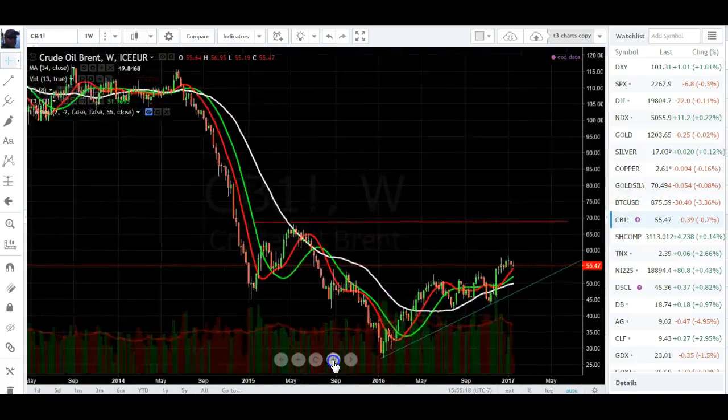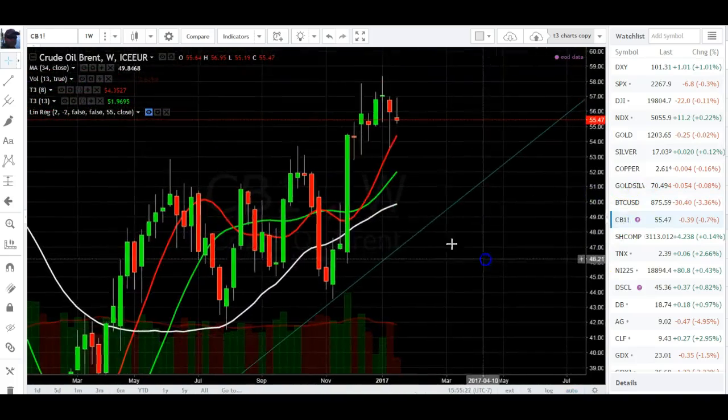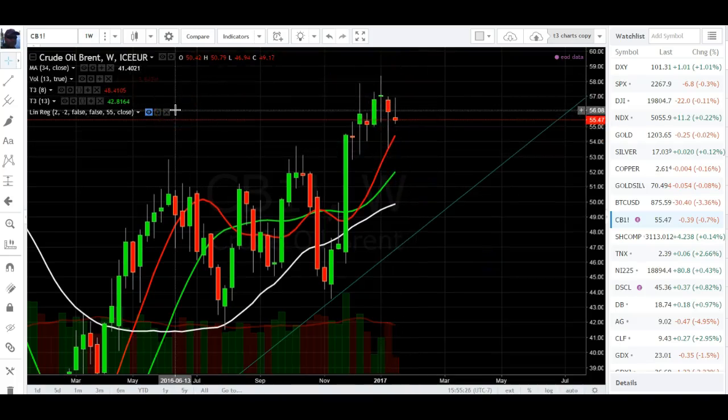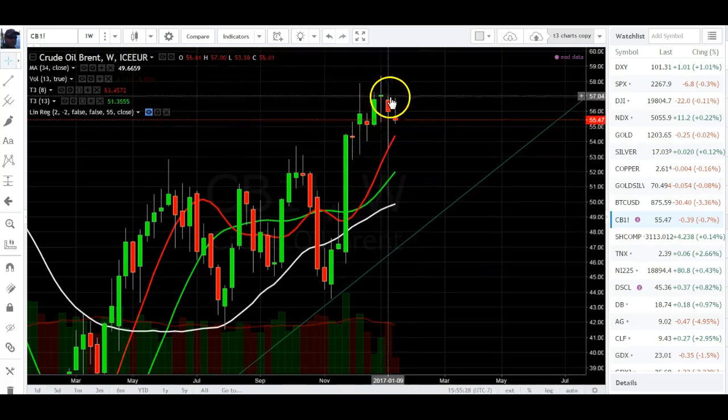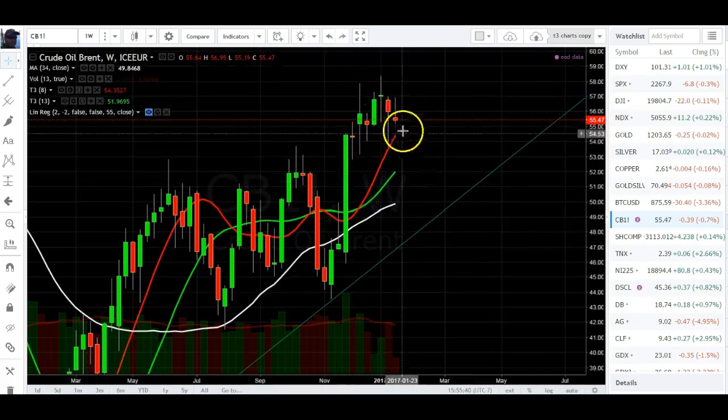Crude. Crude put in either a hammer or whatever, because it's not confirmed yet, but it looks like a hammer right over support. And now we got this little inverted action going on. So I think it's building as time comes up.